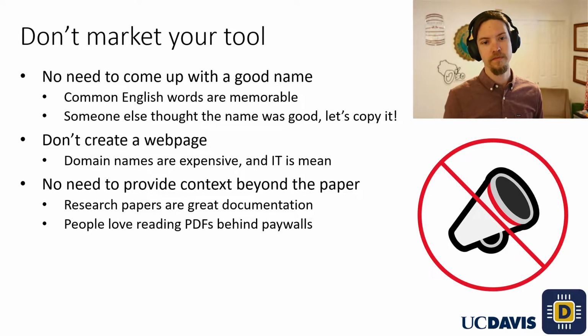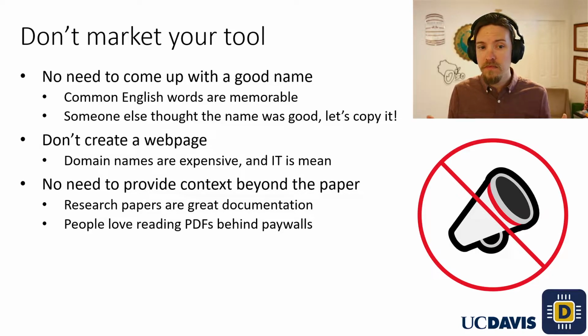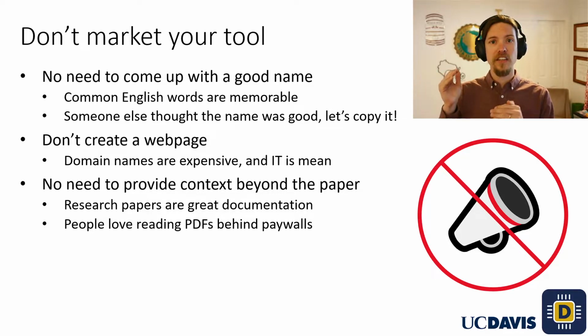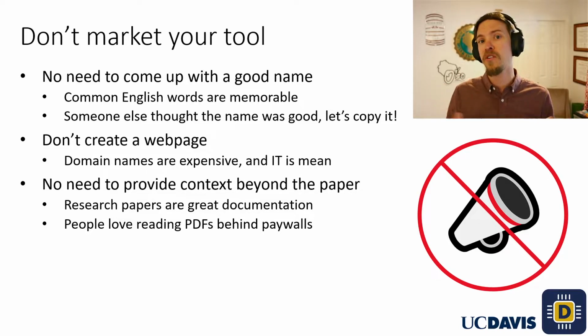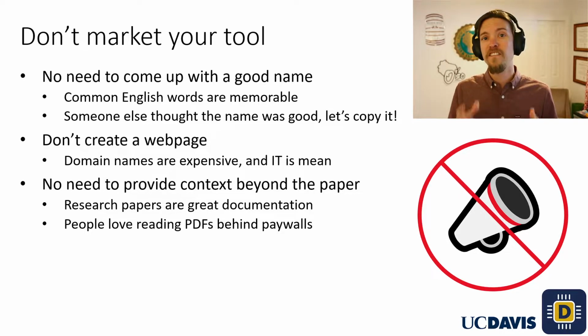Let's use that. Another thing you should always do is never create a web page. Domain names are expensive. It's a pain to set up a web page. It's really hard. Don't spend the time on that. And you don't need to provide any context beyond the paper anyway. Like a research paper, that is a great way to explain how to use a tool and what a tool is used for and how a tool was developed. People love having to go behind ACM and IEEE's paywall in order to figure out how to use some tool that you've created.